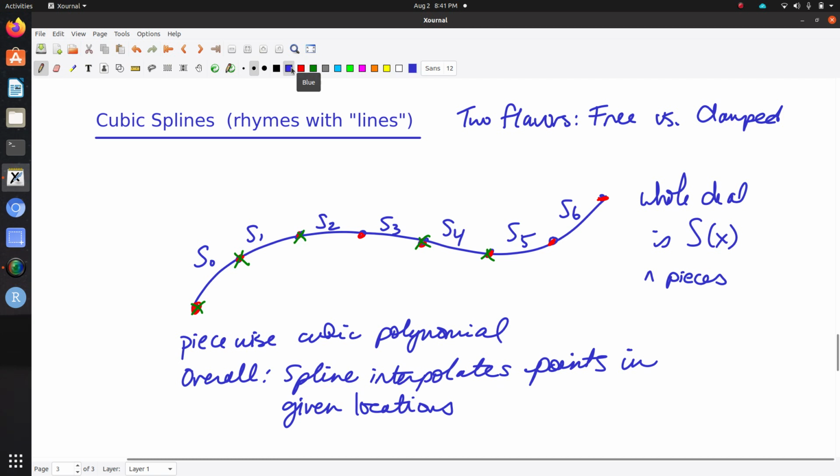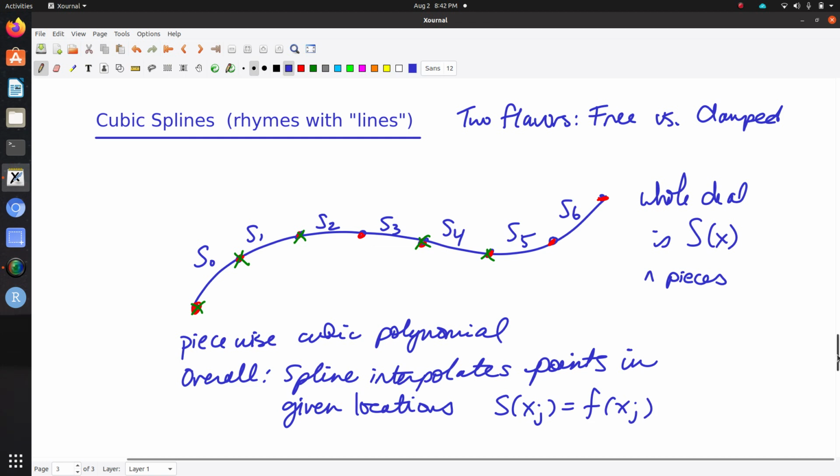Now, additionally, the way we write this is we would say S of xj is f of xj. So it matches the provided points. So there are already two conditions per segment. Now, a single derivative everywhere matches.